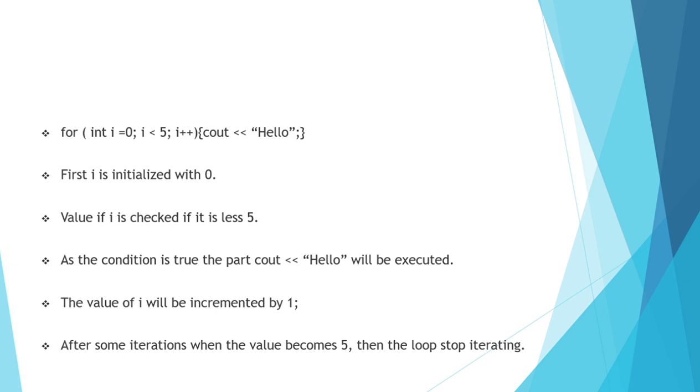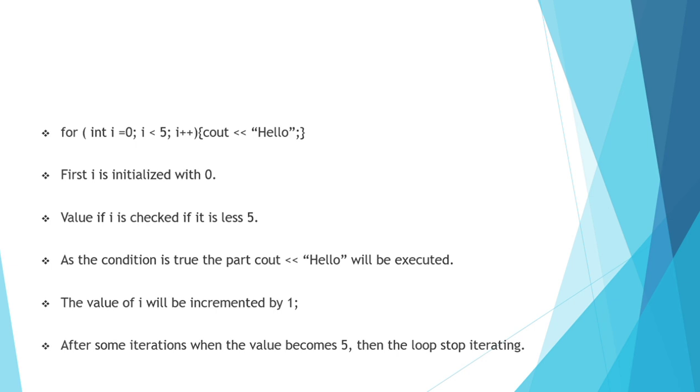Code inside the loop: cout << "hello". This is the action that happens every time the loop runs. In this case, it prints the word hello to the console. These three parts, initialization, condition, and update, are the backbone of the for loop.